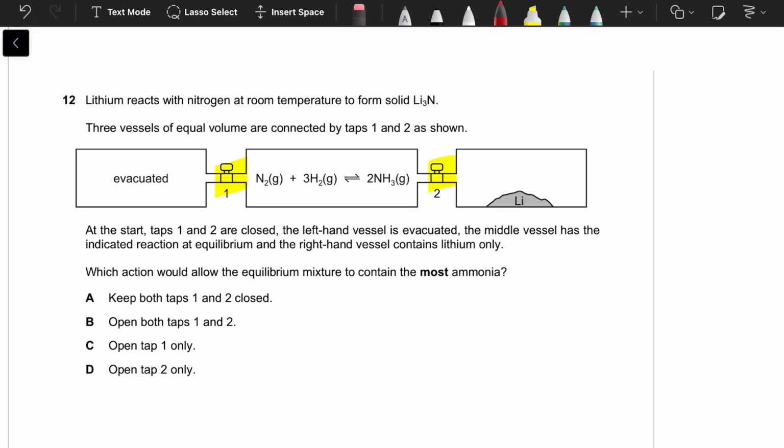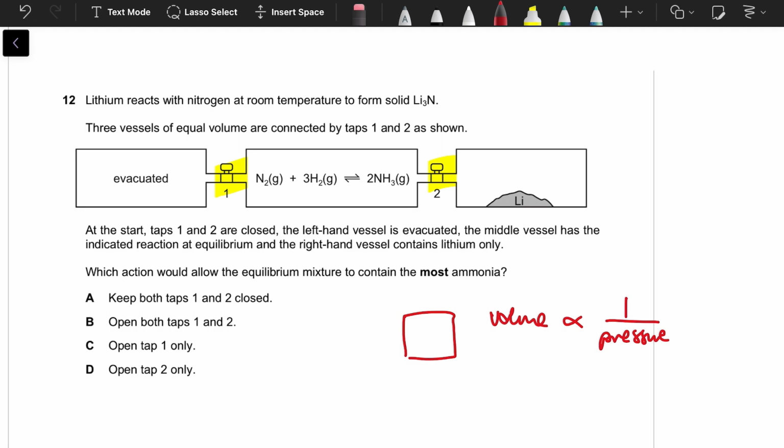Now for this question, you have to understand what these taps will do when opened and when closed, using the principle of volume and pressure changes and how they impact each other. Volume and pressure are inversely proportional. So if you have a small volume, you're going to have lots of pressure, and if you have a large volume, you're going to have small pressure.